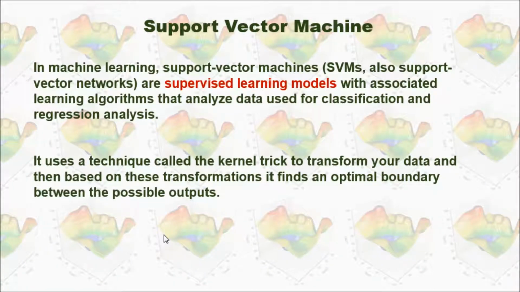Support vector machine uses a technique called the kernel trick. The kernel trick can transform your data, and then based on those transformations, it will find the optimal boundary between the possible outputs. I will explain in detail later.